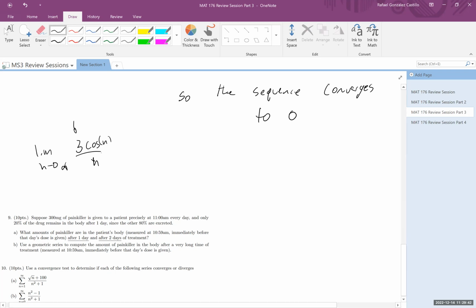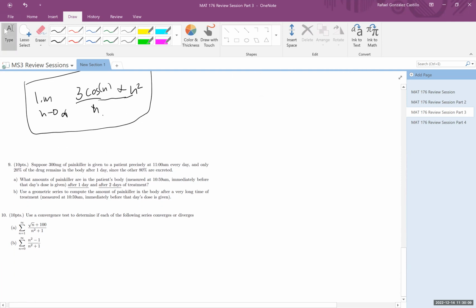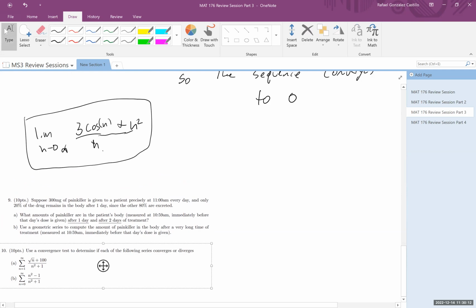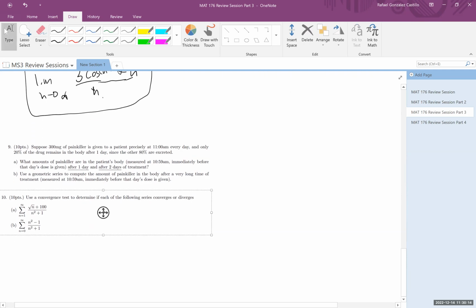The only way that this will change is if you added something here. Let's say you added n squared here. If you added n squared here, then this will be divergent because the numerator is increasing faster than the denominator. That's the way that you should think about this type of problem when it comes to sequence convergence or divergence. So this is one way that you could see a problem here, or a different type of problem. And in this case, it will be divergent.